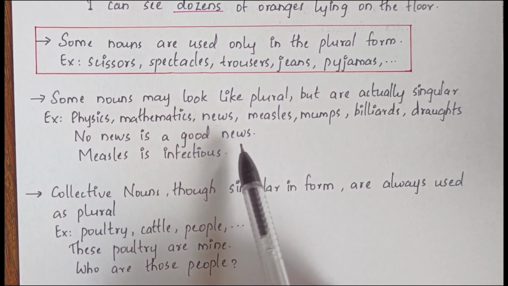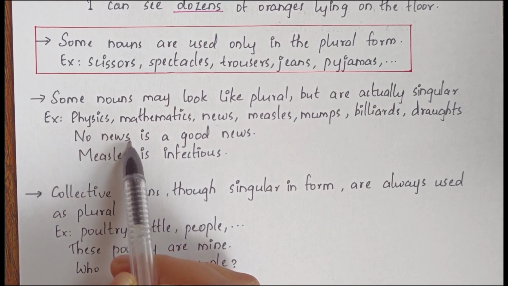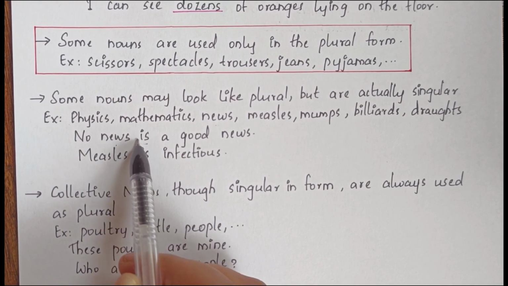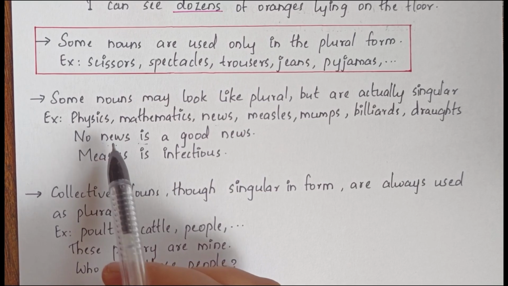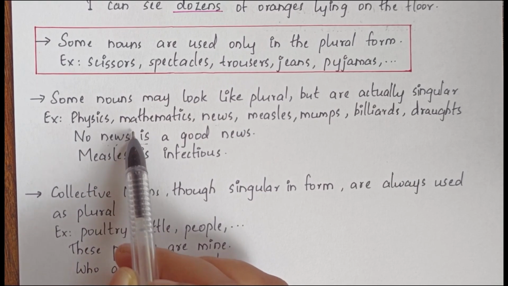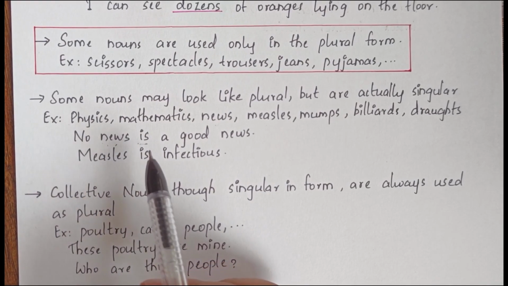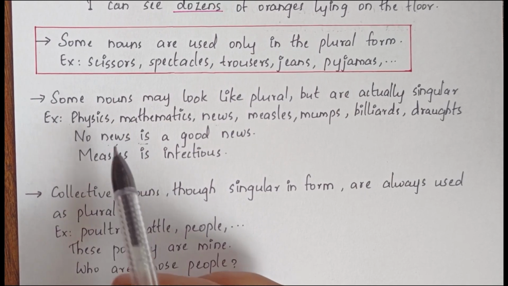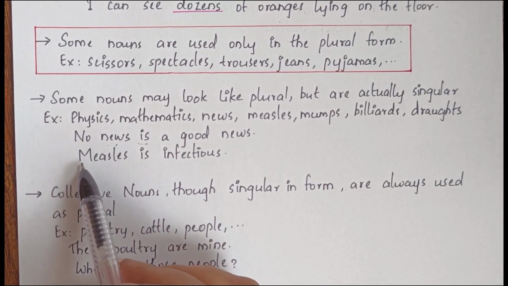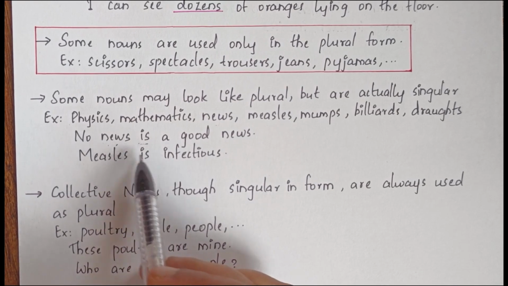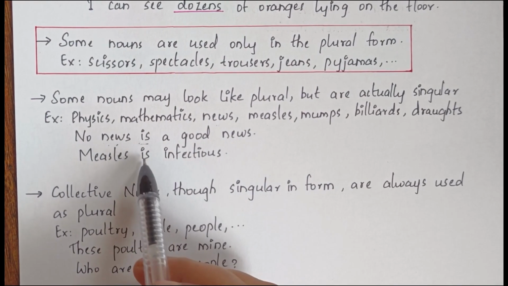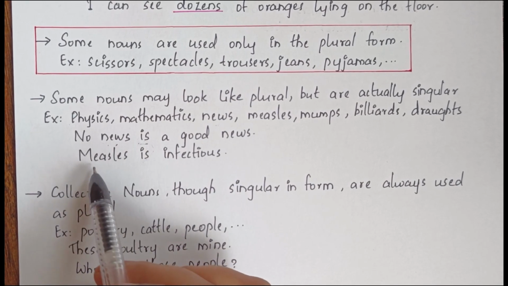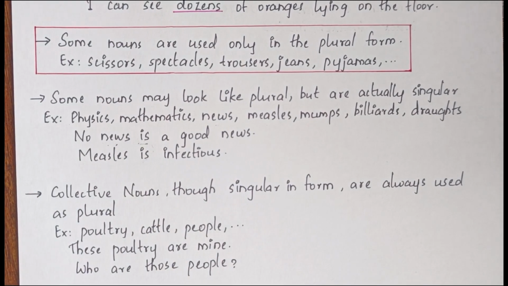No news is good news. Actually, news is singular here. That is why we are using a singular verb with the singular noun. We always use a singular verb after a singular noun. Similarly, "Measles are infectious" is wrong. "Measles is infectious" is right. You need to use a singular verb after the word measles.